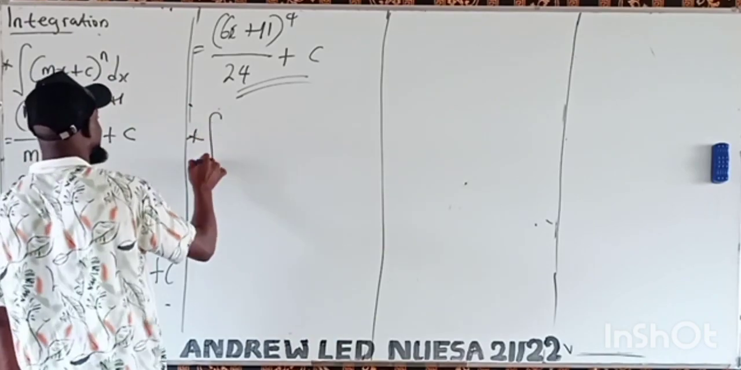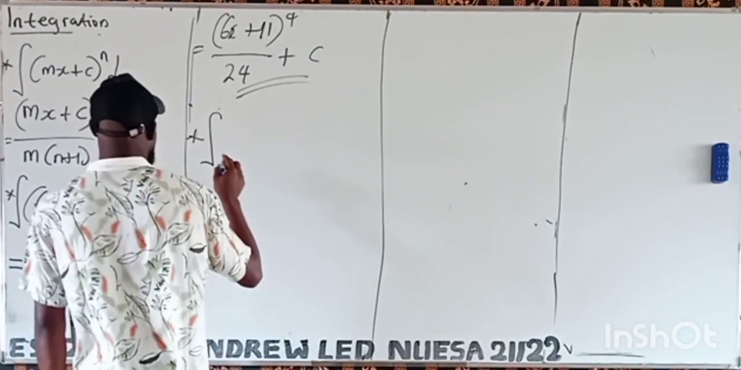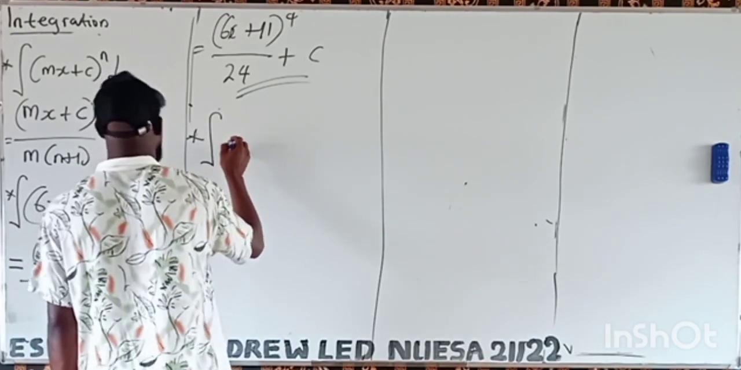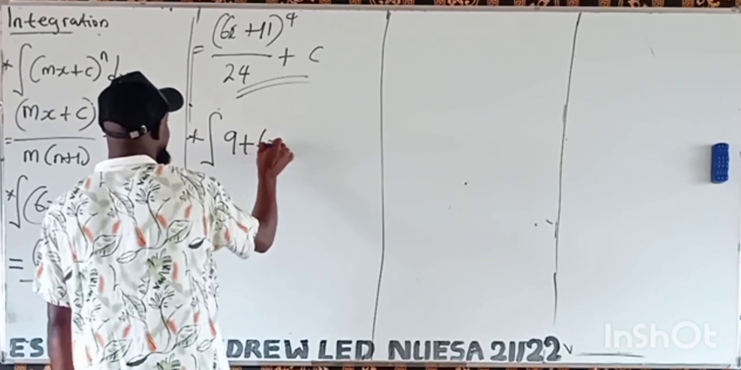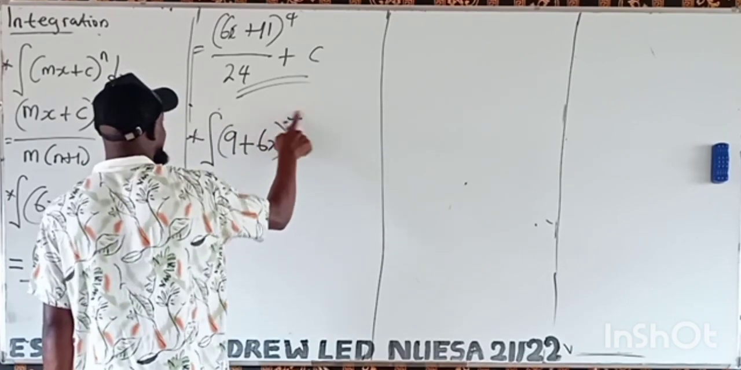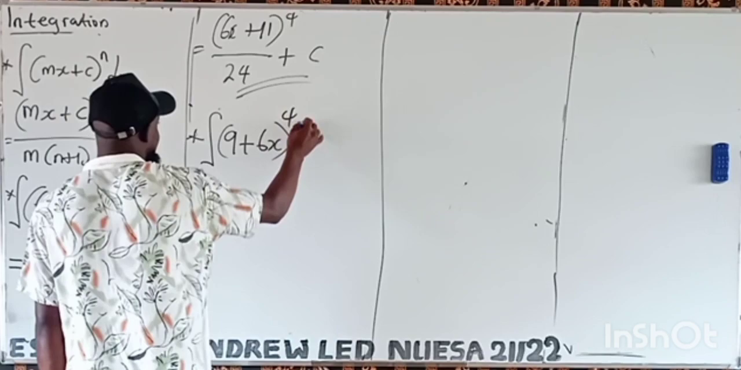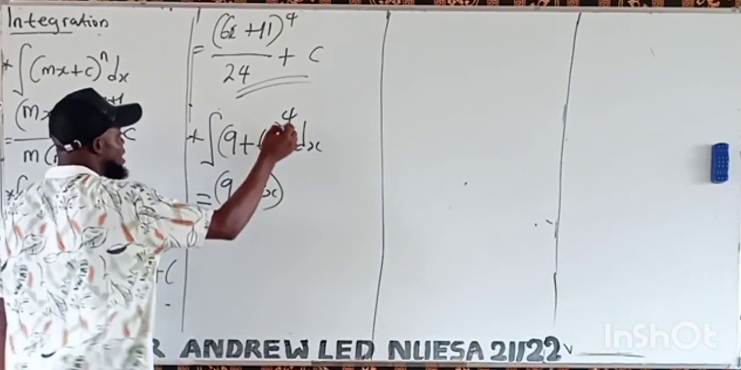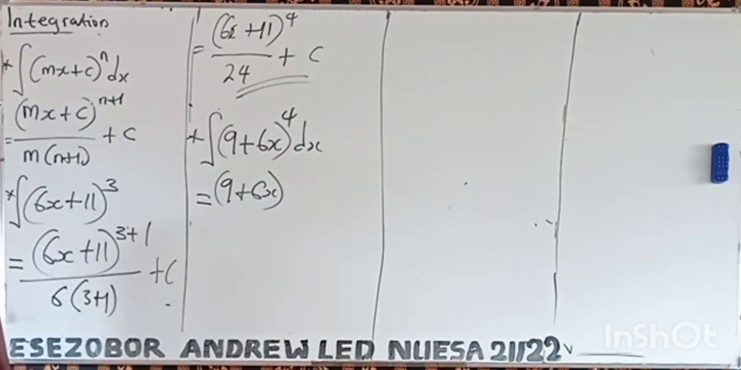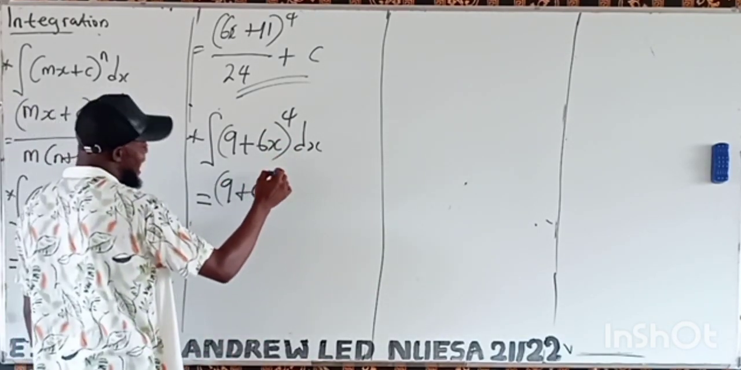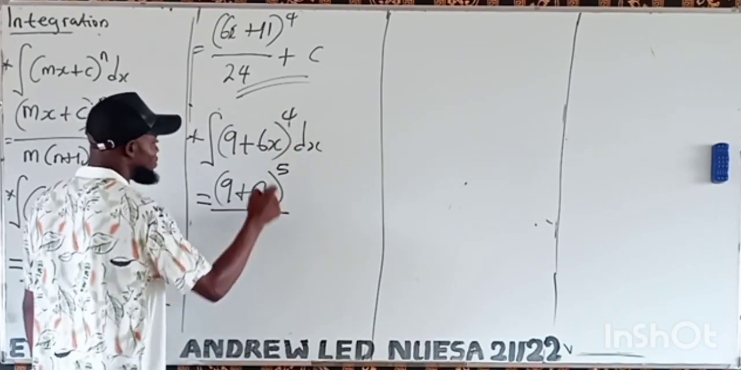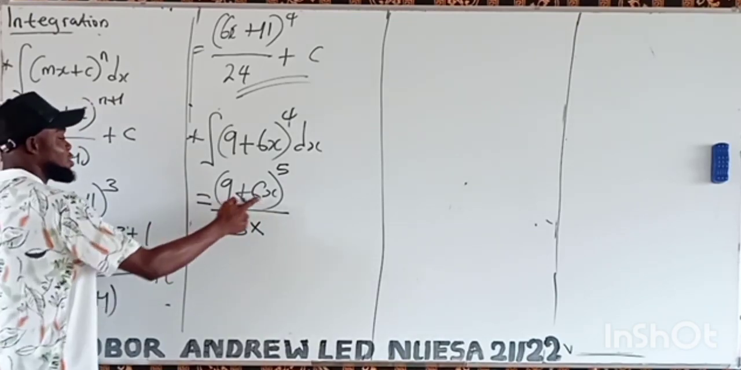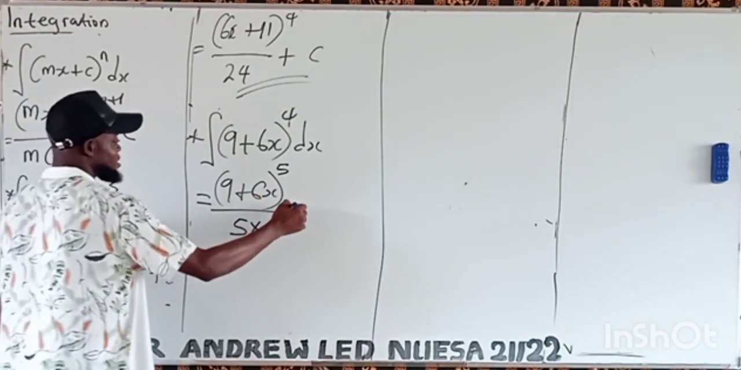Let me solve more questions. Let's say we have the integral of (9 plus 6x) raised to power 4 dx. What will be the power now? The power will be 5, this is 4 plus 1. That's 5, over this same 5 times the coefficient of x here. Is it 9 or 6? The coefficient of x here is 6. Plus c.